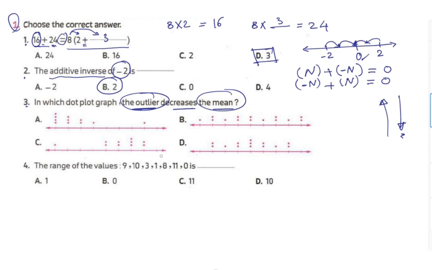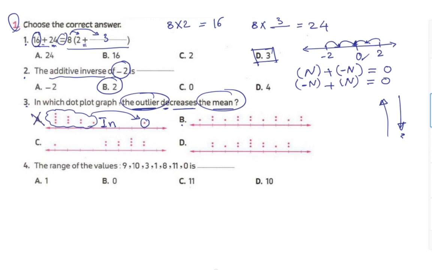We have 4 graphs. Look here to the first graph. I have a dot plot and I have this outlier. This outlier is to the right of the rest of the dots. So when you have an outlier to the right of the rest of the dots, it will increase the mean. But he asked us about decreasing the mean, so A is false.